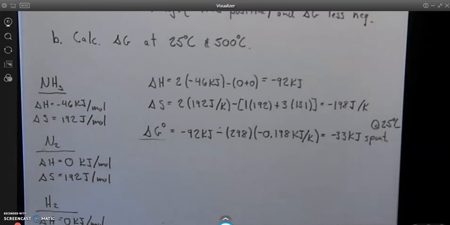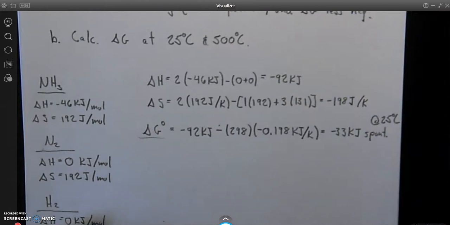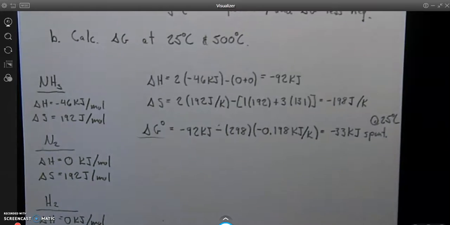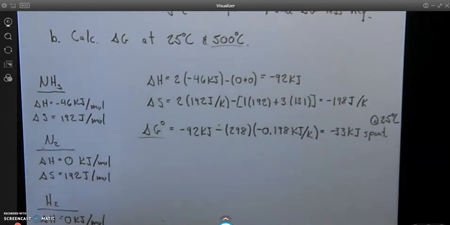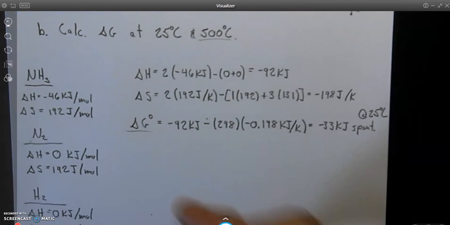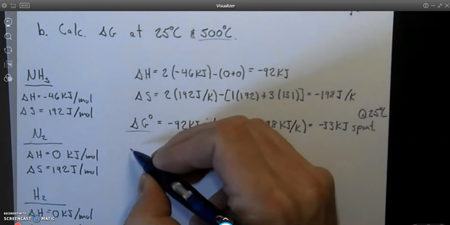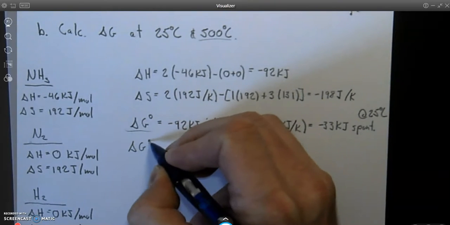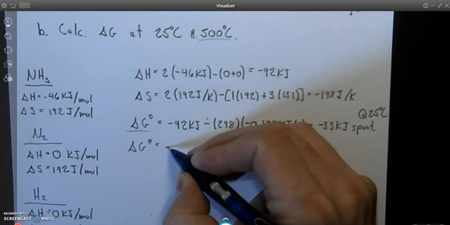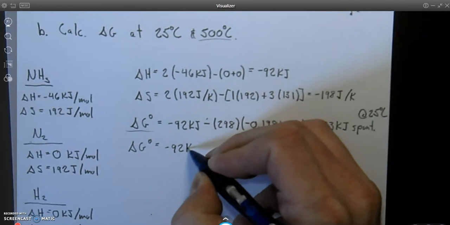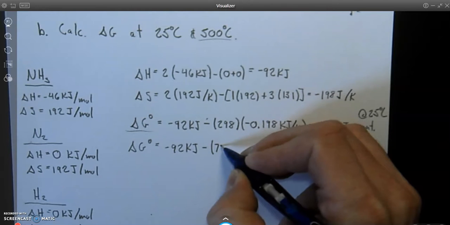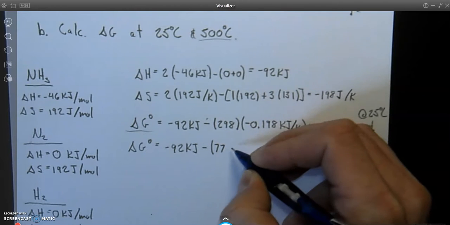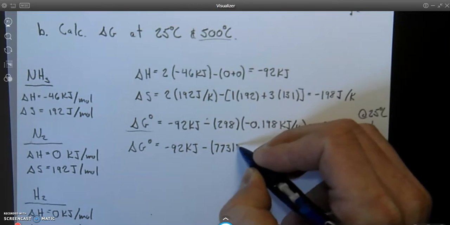All right, we just got done with the problem in which we were looking at the spontaneity reaction at 25 degrees Celsius. Now we're going to look at the same reaction, but we'll just change the temperature over. So we'll take a look at running that a second time. Delta H is still equal to negative 92 kilojoules. But this time with the temperature at 500 degrees Celsius, we'll be at 773 Kelvin.